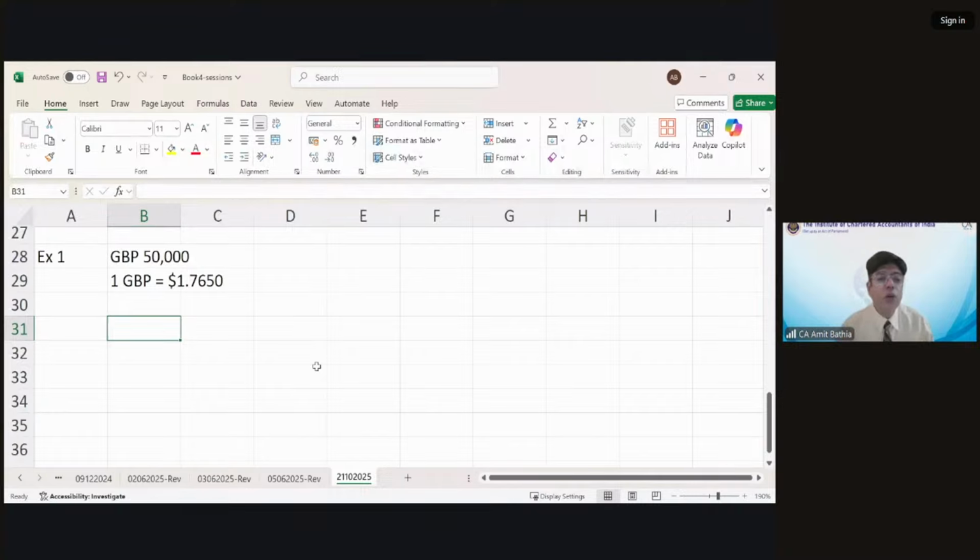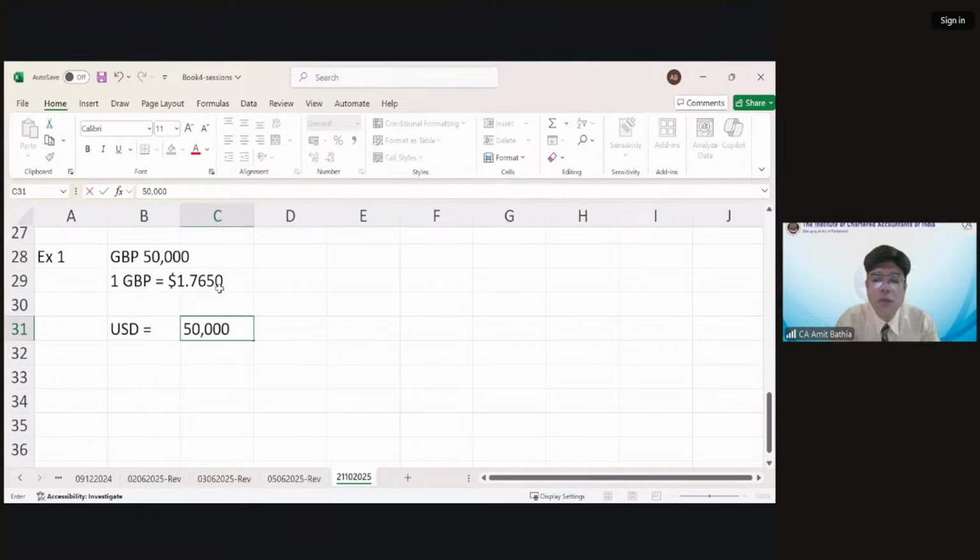So here, what do I need to do? 1 GBP is 1.7650 USD. So 50,000 GBP will be turning into how much? Here it is a simple case of 50,000 multiplied by 1.7650. Am I right? So here what we are doing is multiplication. Am I right? So I get 88,250 USD.